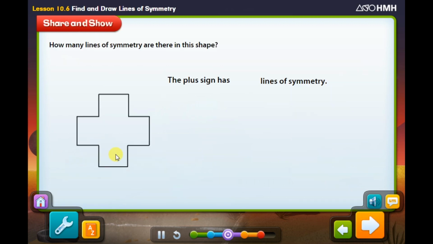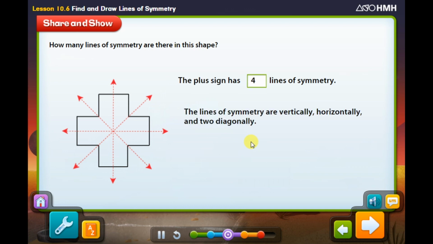How many lines of symmetry are there in this shape? Select your answer. Let me check if I can fold it vertically. Yes, it will give me 2 similar shapes. Can I fold it horizontally? Yes, it will give me the same shapes. Can I fold it diagonally? Yes, it will give me the same folded shapes. Can I fold it along the other diagonal? Yes. So now we have 4 lines of symmetry. So let me choose 4. That's right. There are 4 lines of symmetry. The figure has lines of symmetry vertically, horizontally, and 2 diagonally.